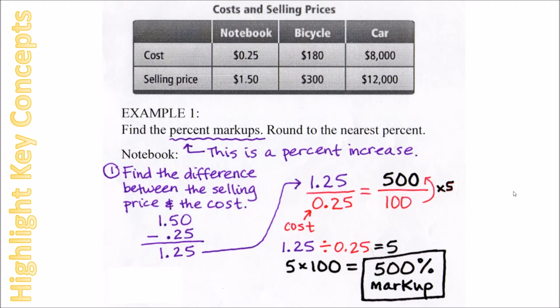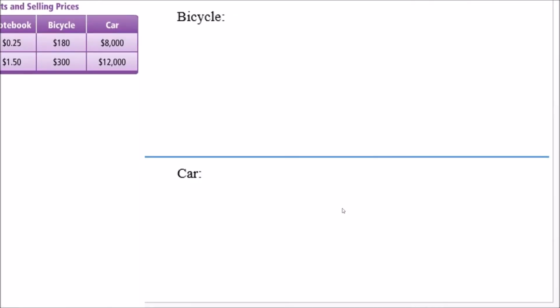Here is the note sheet that was pre-done. So if you didn't already highlight some of the key concepts like the step 1 and that the cost is what goes in the denominator, then you'd want to do that now. So I'd like you to try the bicycle part of this as a U-try. So please try to find the percent markup for the bicycle.